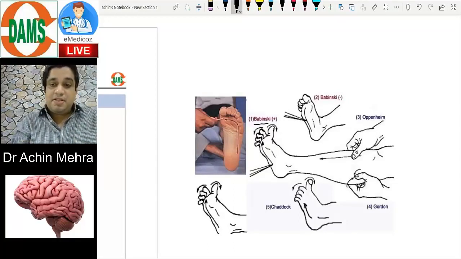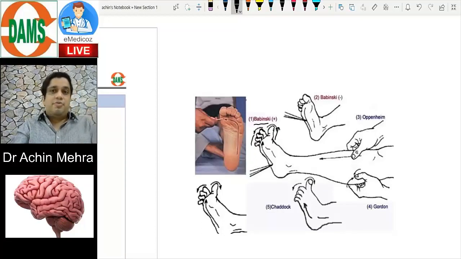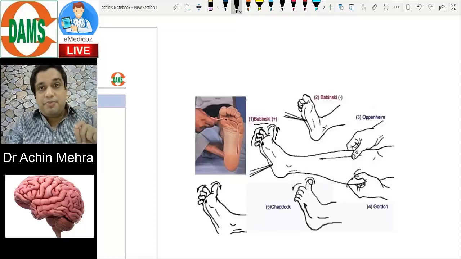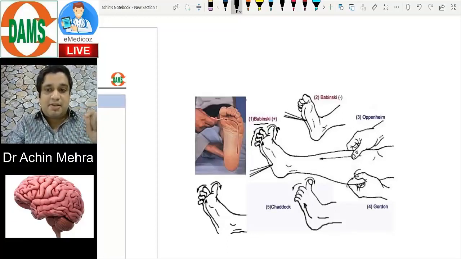Now what is Babinski sign positive, if you remember? The plantar is extensor. That means there is extension of the big toe with fanning of all the small toes. And don't forget, the movement of the big toe is most important to be seen in a plantar response. And a Babinski sign positive is an extensor plantar like this.